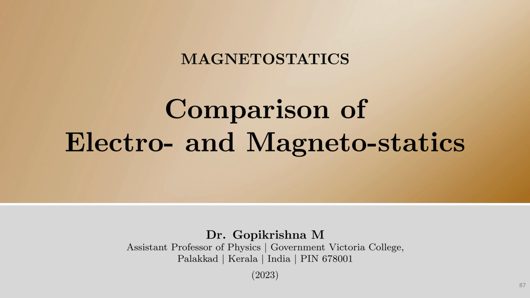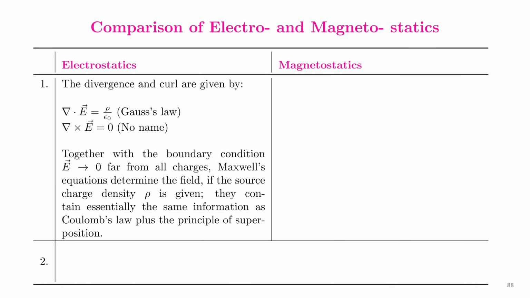Let us have a comparison of the electro and magnetostatics. Together with the boundary condition E tends to 0 far from all charges, from the Maxwell's equations, if the source charge density ρ is given, we can calculate the field, and this essentially contains the same information as Coulomb's law plus the principle of superposition.